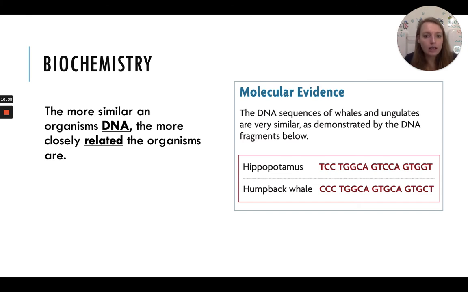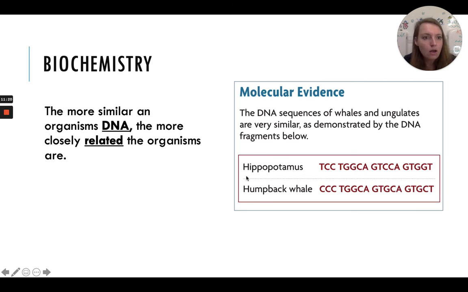And so here we've got a humpback whale strand of DNA, and we've got a hippopotamus strand of DNA. And these are the individual bases or code letters in that DNA. And you can see that this first triplet here, these first three, there's only one difference. Here you can see when we look at this next grouping, no differences. Again, no differences. And one difference. So there's only two differences between these strands of DNA.